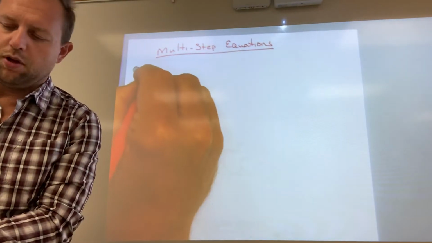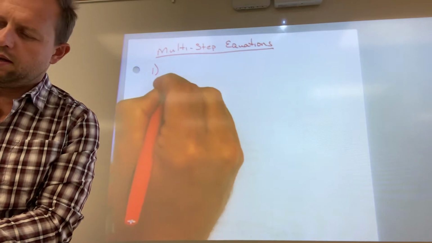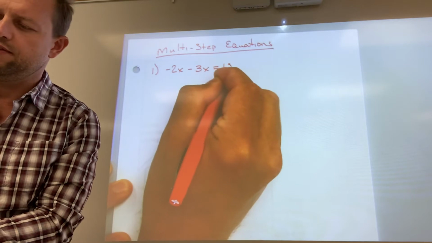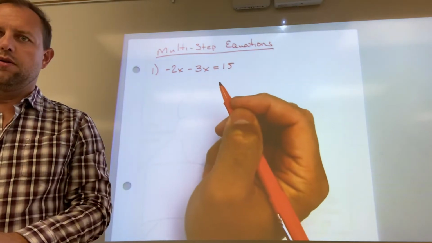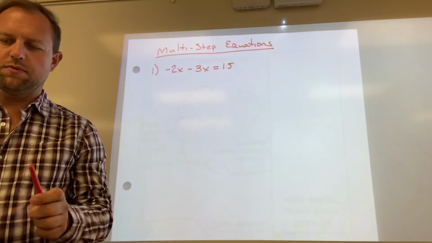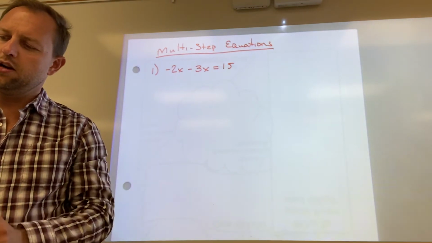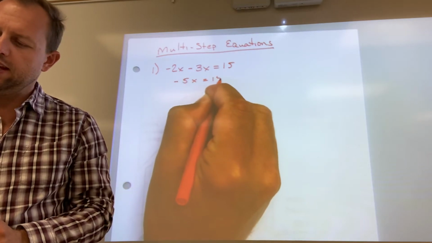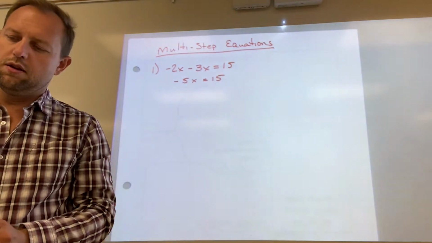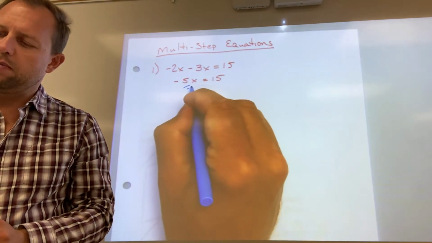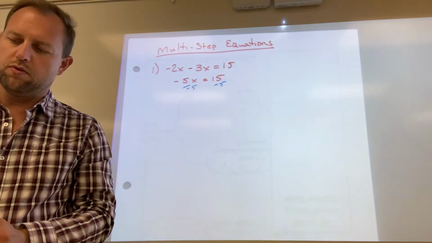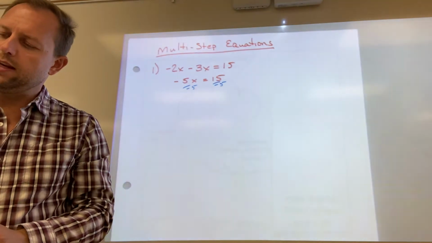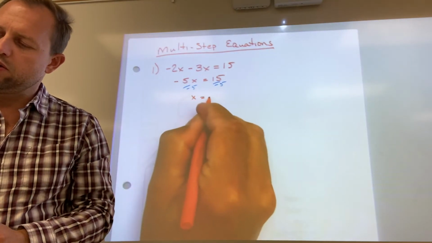So in our first example, negative 2x minus 3x equals 15. To go through and solve, we're going to combine like terms first. So add the negative 2x and the negative 3x together. We get negative 5x equals 15. And to finish off, we divide through by the negative 5, similar to what we looked at last time. And when we do that, we get x is equal to negative 3.